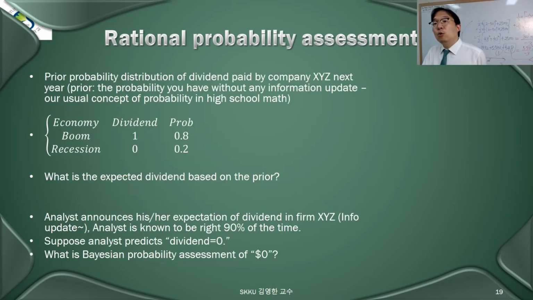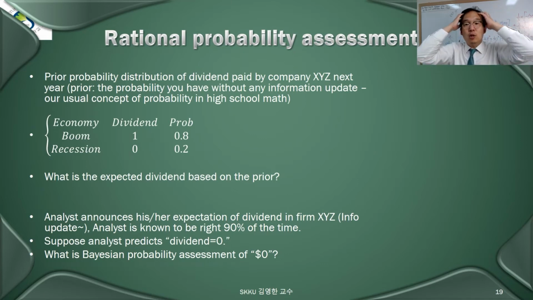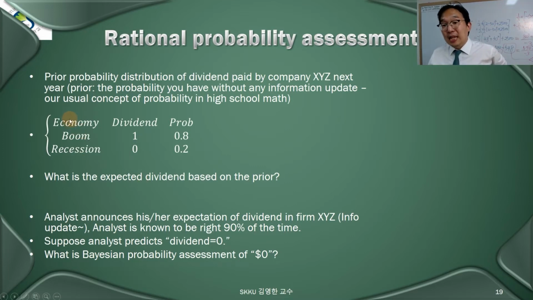Now, rational probability assessment: the prior probability distribution of the dividend payment. Here's an example of company XYZ next year. The probability you have without any information update is our usual concept of probability from high school math, right? So the economy next year will have either a boom or a recession, a very simple example. If it's going to be a boom, the company will pay you a dividend of $1. In a recession, no dividend, no soup, 국물도 없어. So zero. The usual prior probability of boom is 80%. The recession is 1 minus 80%, which is 20%.